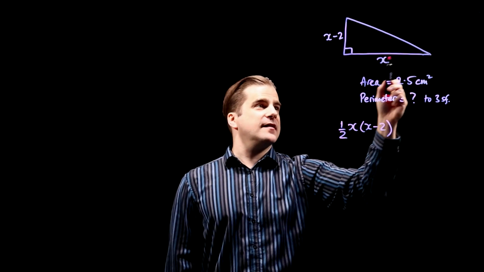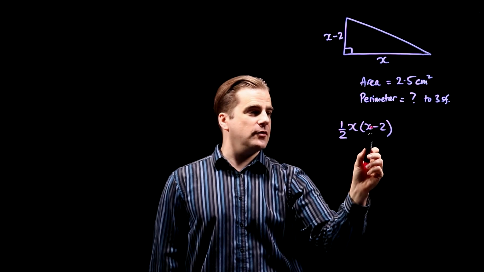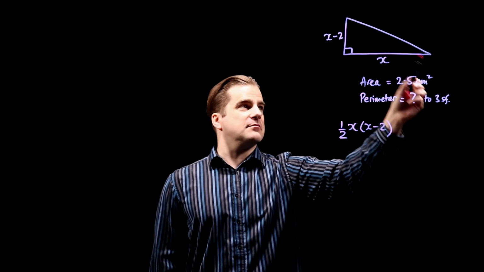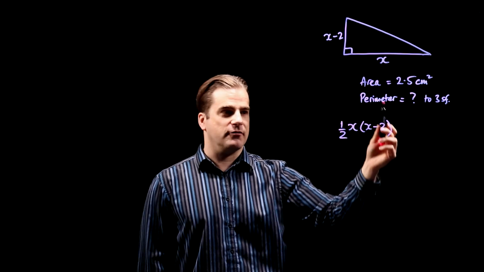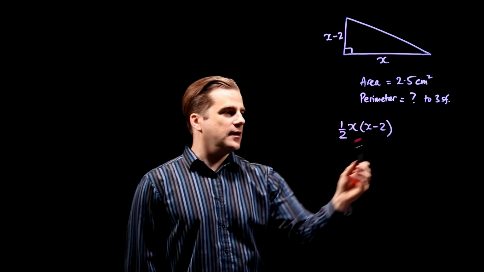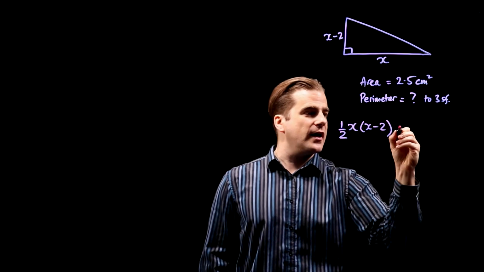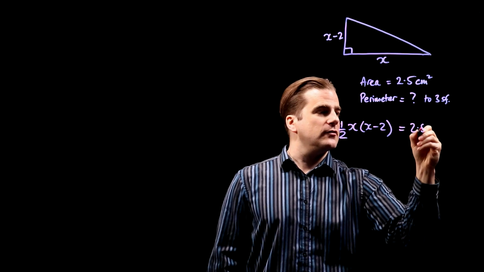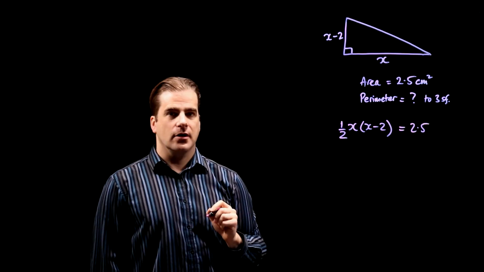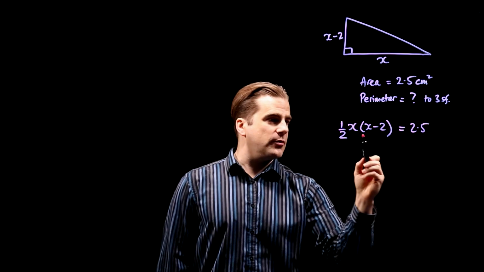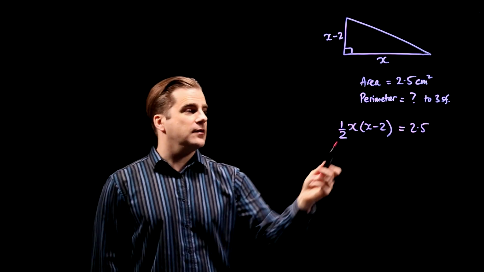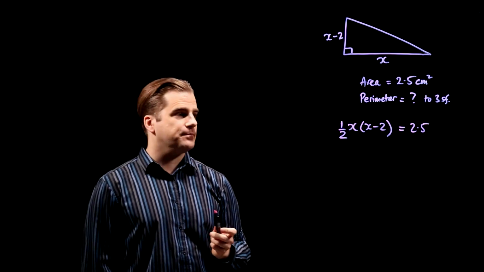If it were a rectangle, it would be just x times x minus 2, but because it's a right angle triangle, it's half of the rectangle, so it's a half. That's an algebraic expression for the area, and we're told that that is 2.5. Good. We have one equation with one unknown, x, so we can work out what x is. Let's do it.